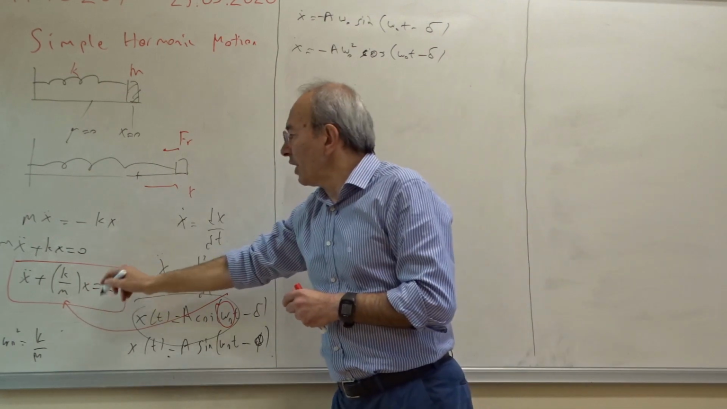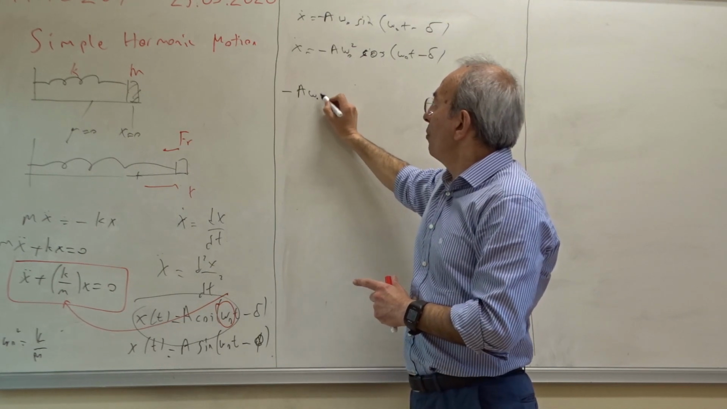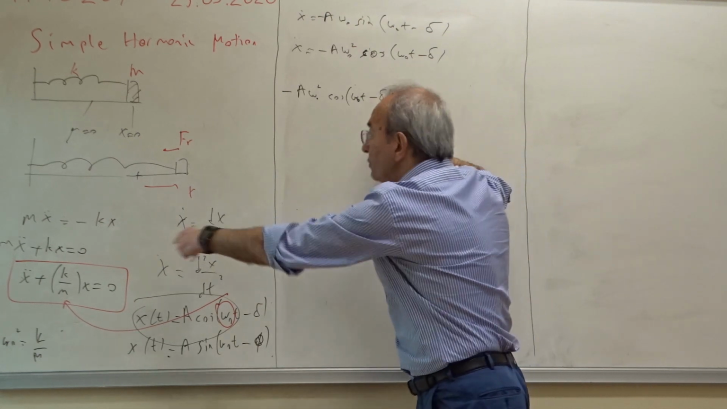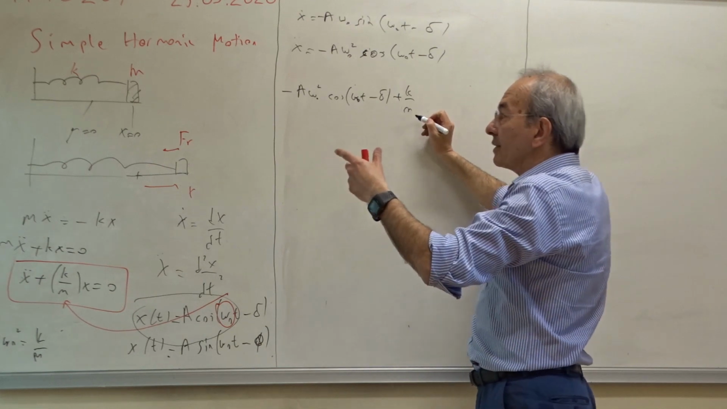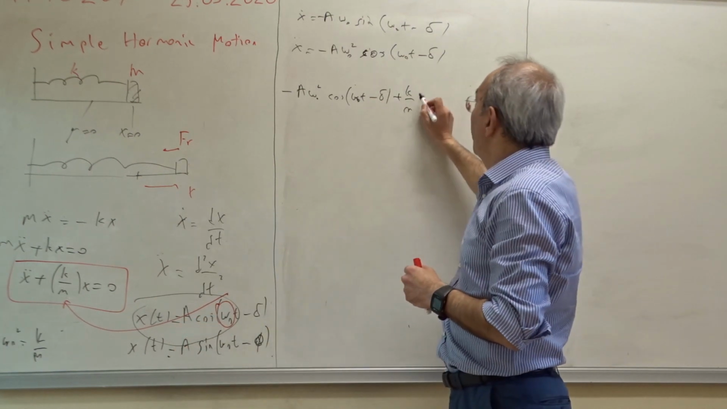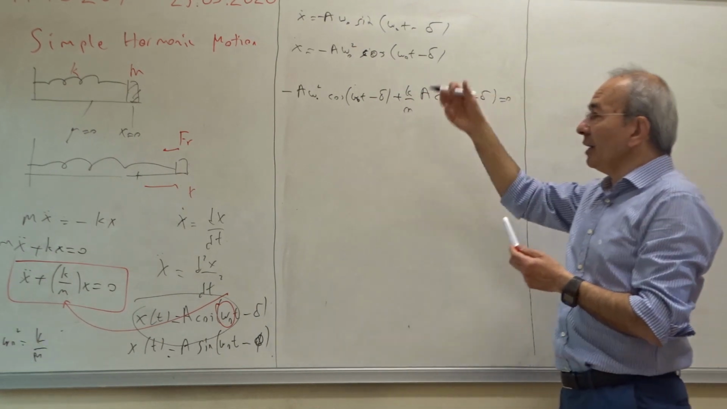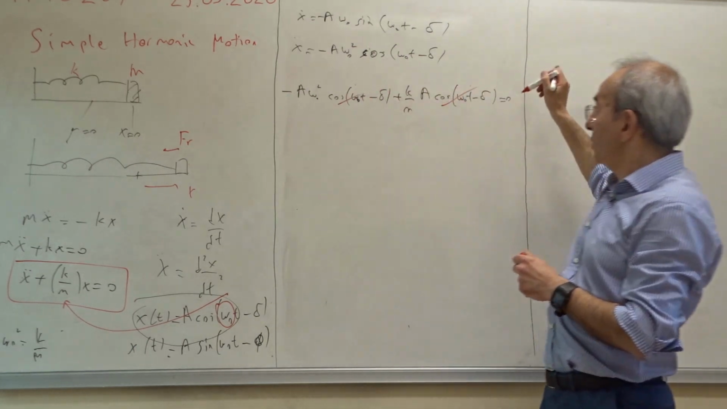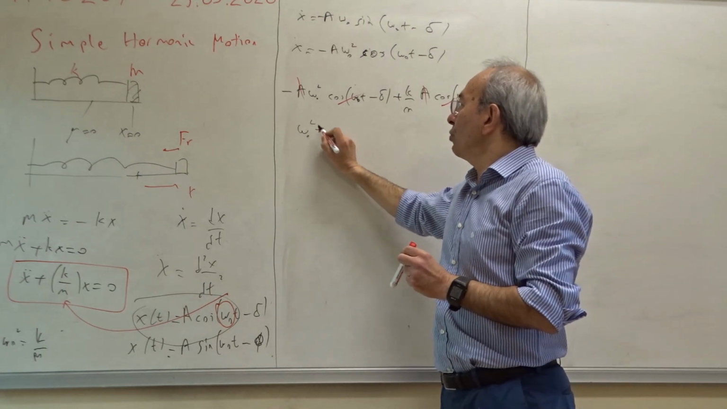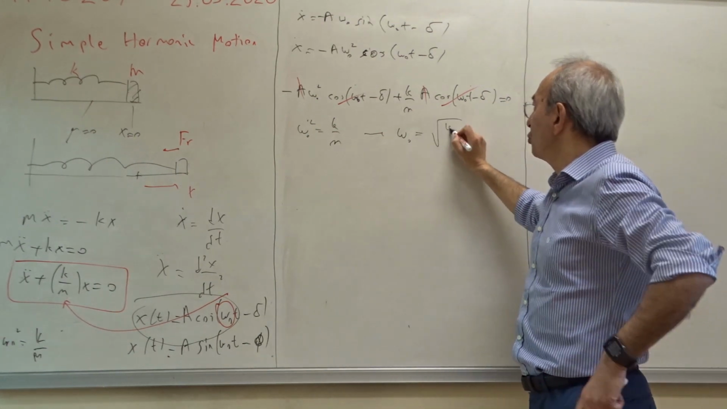So when you rewrite this equation, x double dot is minus A omega 0 squared cosine of omega 0 t minus delta. Next we have k over m, but x was chosen by us as the first one, A cosine of omega 0 t minus delta, and the sum is 0. So we can eliminate the cosine terms, because the right hand side is already 0. You can also divide by A, so omega 0 squared turns out to be k over m, and therefore this natural frequency is the root of k over m.